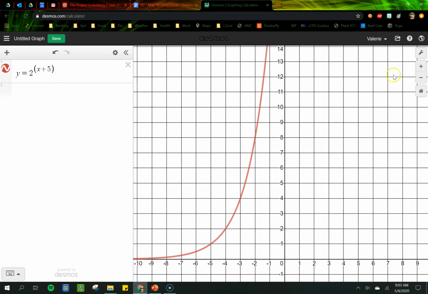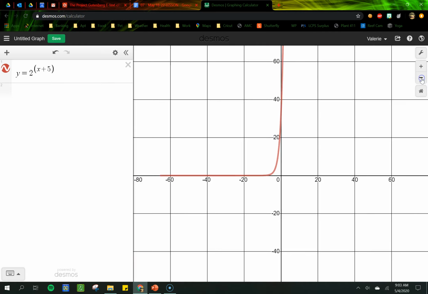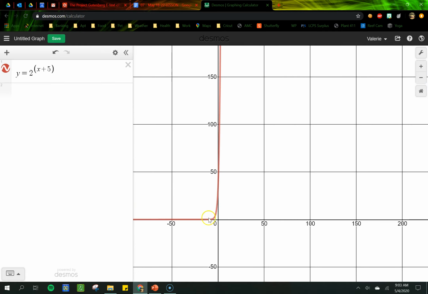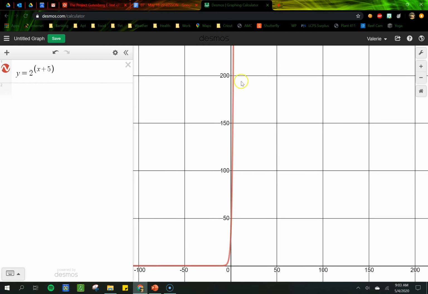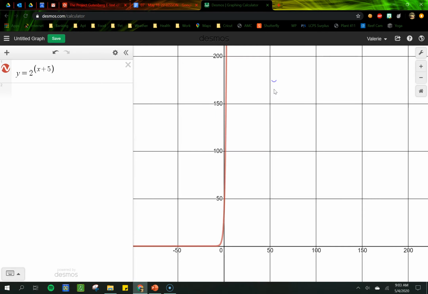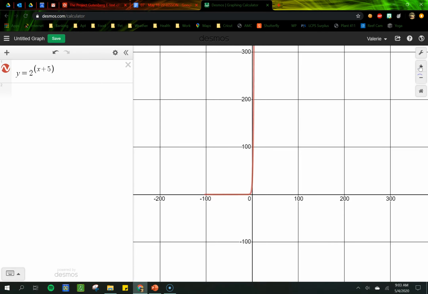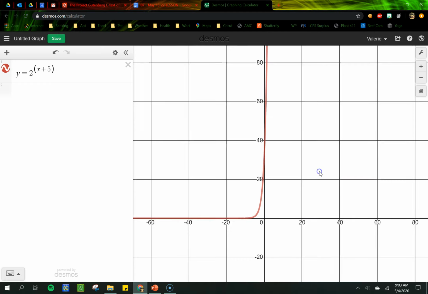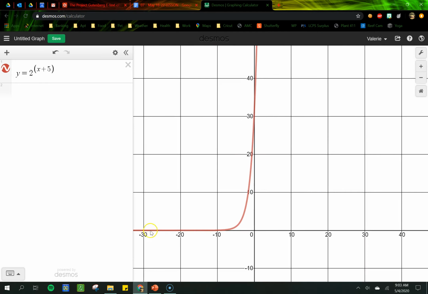But eventually, if I go up enough, it is going to keep moving to the right, and it's going to have to go way up high to get out to like 50, for example, but it will slowly get there. So that means it's going infinitely to the right as well. So our domain for this one is going to be negative infinity to positive infinity.